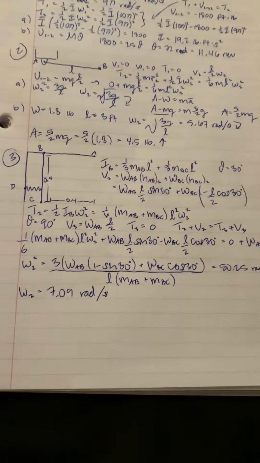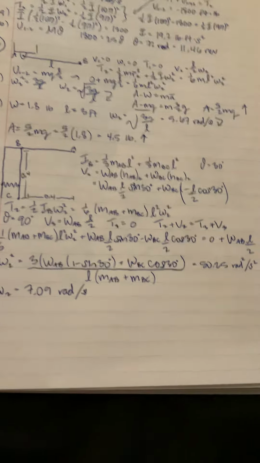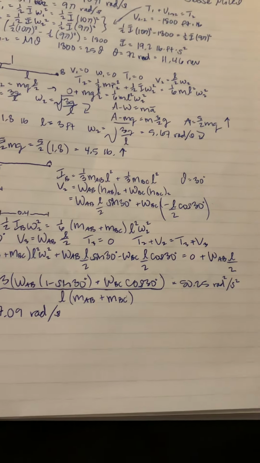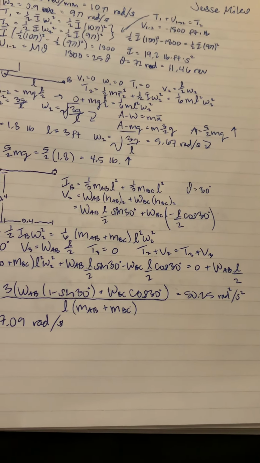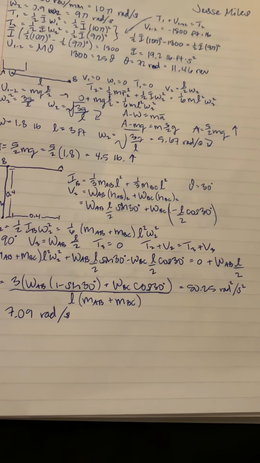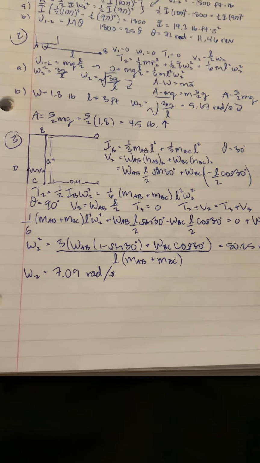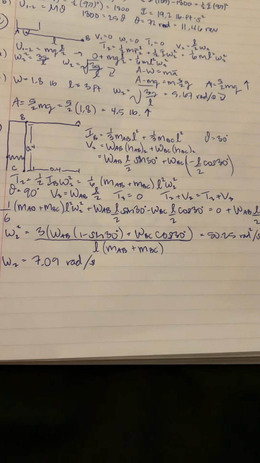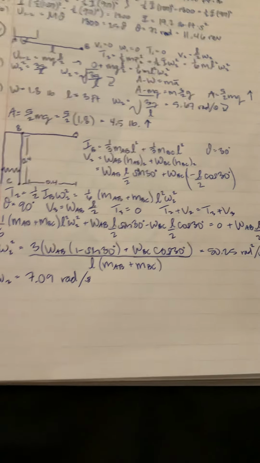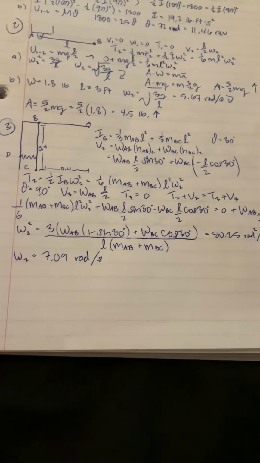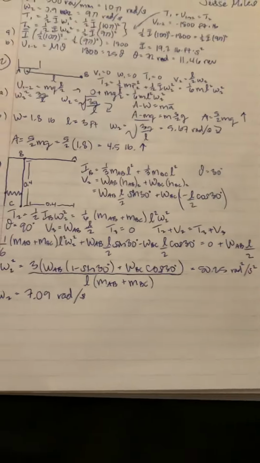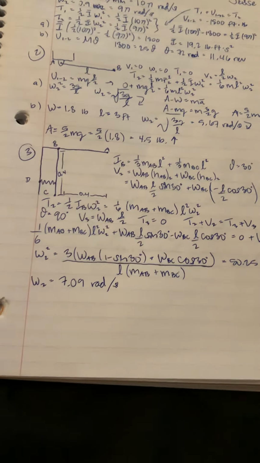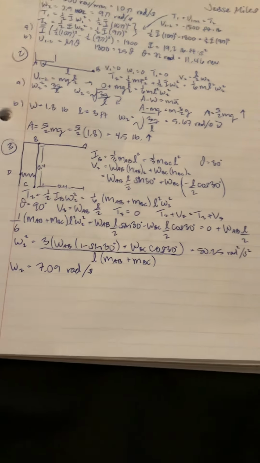And let's see, this one was kind of interesting to draw, but anyways, solving for I, and then you go to B2, and again do some substituting with L over 2, sine 30, all that. Then you get your T2, and again T2 plus V2 equal T3 plus V3, and then you go ahead and solve for your omega-2, which I got was 7.09 or 7.1 radians per second.